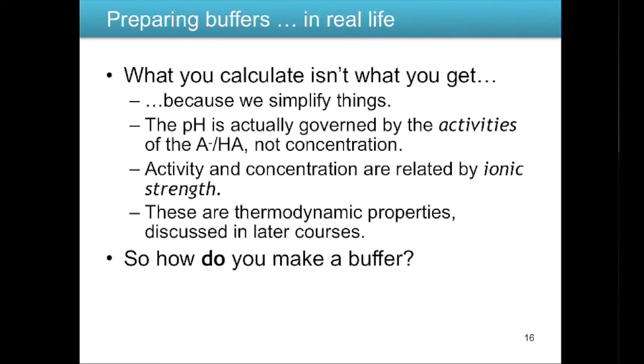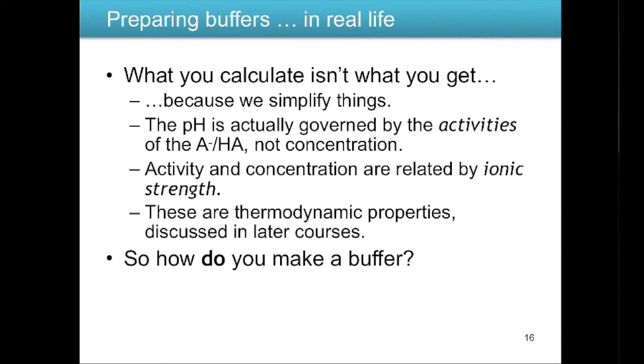Now, in real life, what you calculate using the Henderson-Hasselbalch equation isn't necessarily going to get you the pH that you actually thought you would get. Because when you calculate a pH, we're using concentrations, and it turns out that concentrations are actually an estimate of what's really happening with the chemistry of any solution. Okay, so the pH is governed by something that is called an activity, and this is nothing that we're going to learn about right now, and you may learn about this in later courses, maybe a third year PChem course. But just know that when you do the calculation, it's really an estimate.